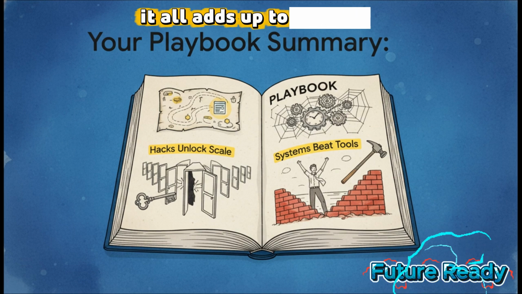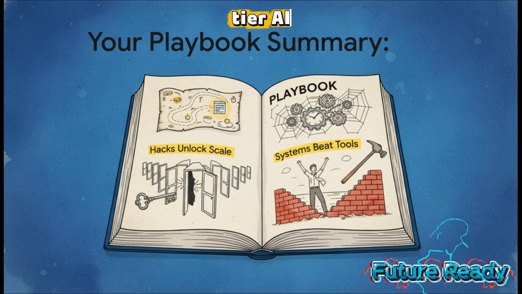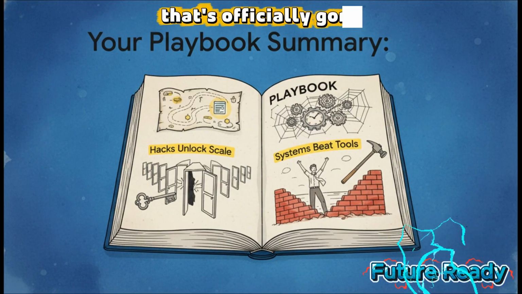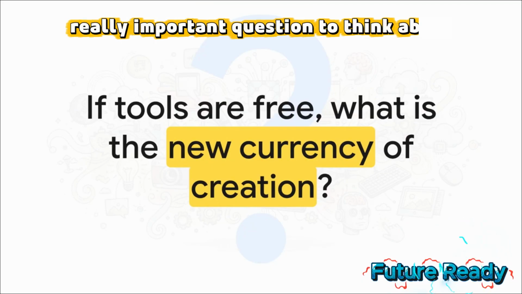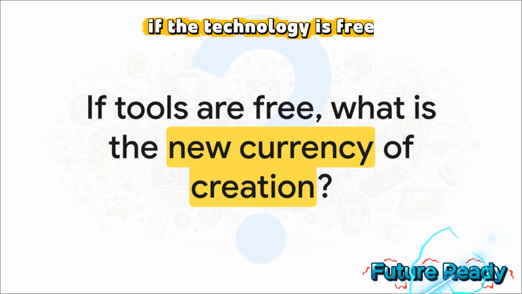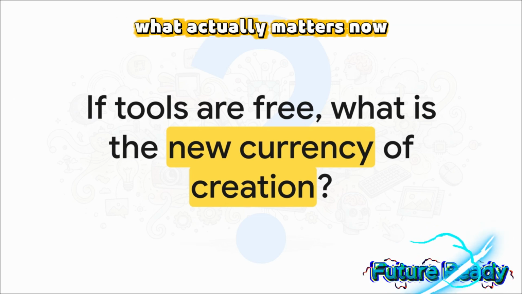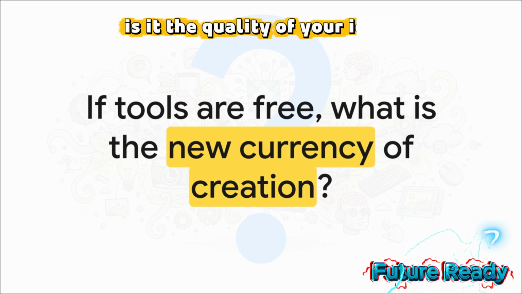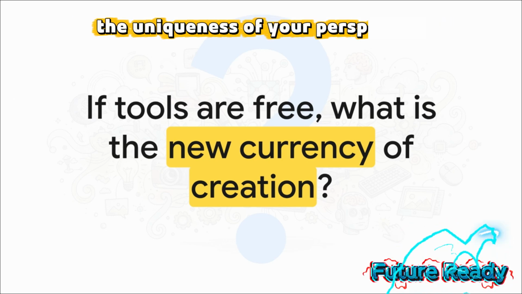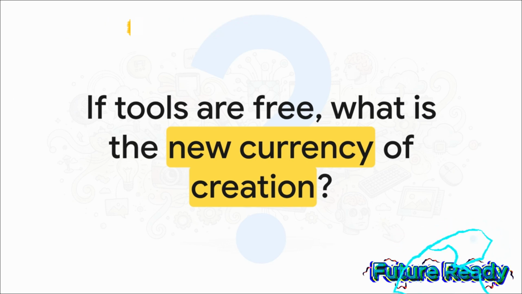It all adds up to one thing: that huge financial barrier to creating top-tier AI content. Yeah, that's officially gone. And that leaves us with one final, really important question to think about. If the technology is free and the production can be automated, what actually matters now? What becomes the new currency of creation? Is it the quality of your ideas, the uniqueness of your perspective, your ability to connect with an audience? That's the new frontier.